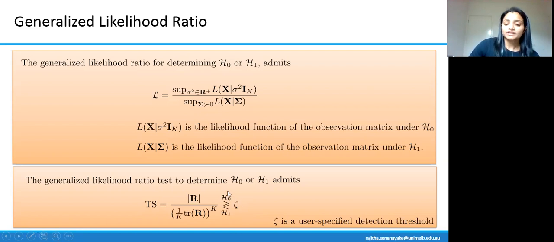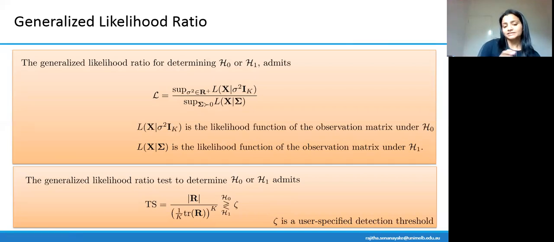The reason why we declare the null hypothesis when this is above the threshold is because in the numerator here, I have considered the likelihood function under the null hypothesis. So because of the way I've defined the likelihood ratio, when this is above the threshold, I declare the null hypothesis. If I define it the other way around, this would be the other way around. So that is the test statistic that we use for the sphericity test.